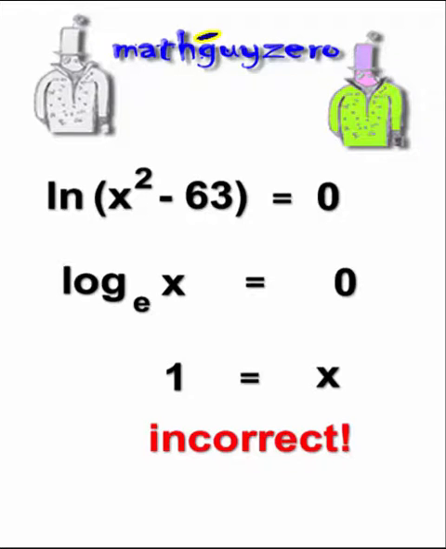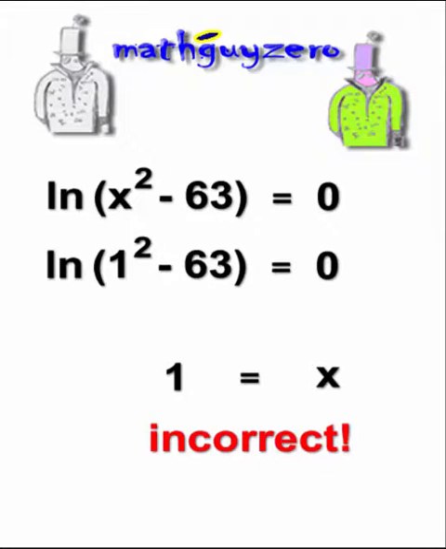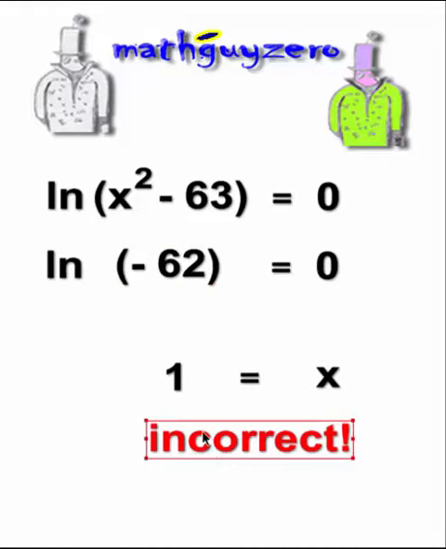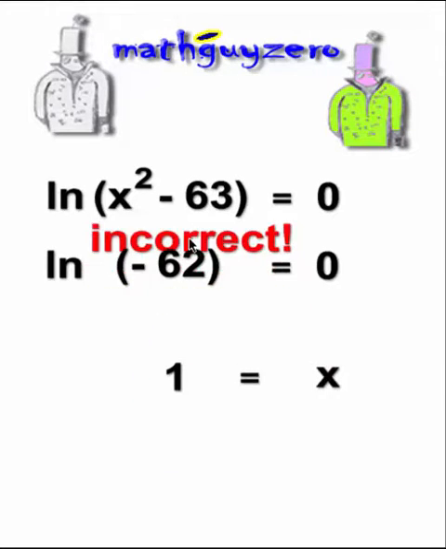Plug in your values back into the original equation, see what happens. Okay, if we plug in 1 back into the original equation, we're going to get the natural log of a negative number, which we do not do. Okay, it's undefined at this time. So that is incorrect, right? That's incorrect. Wrong.